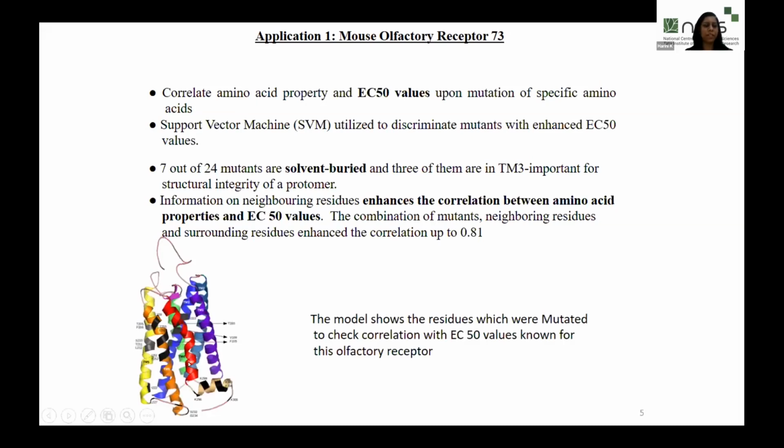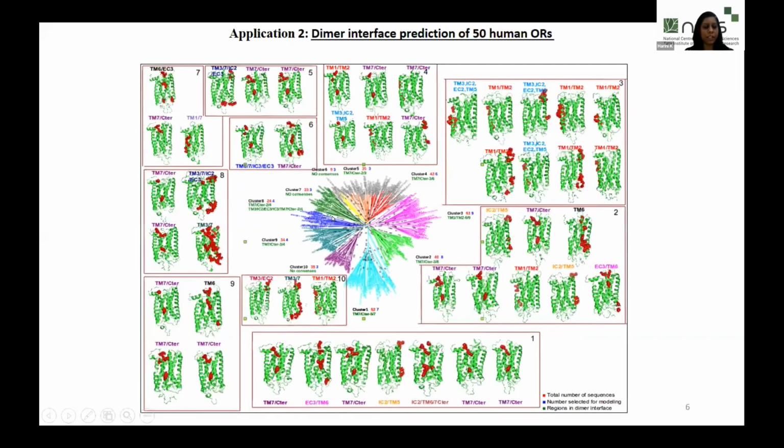I've just marked those residues whose mutations were studied on the structure here. We also went ahead to check the dimer interface of olfactory receptors because we know that most olfactory receptors function as either homo-oligomers or hetero-oligomers. In this work, which was done in collaboration with Professor Nematsu in Japan, we identified the dimer interface for all the 100 olfactory receptors.